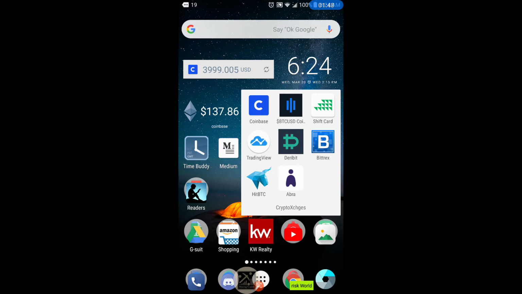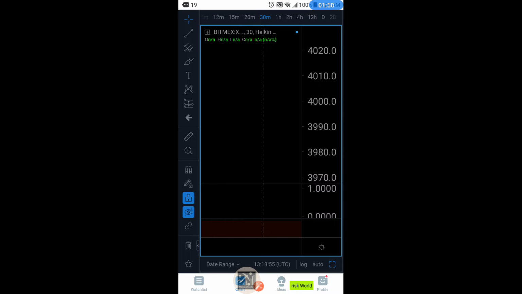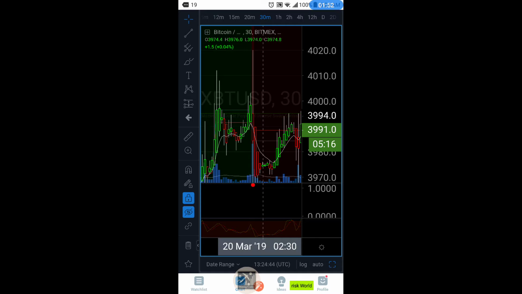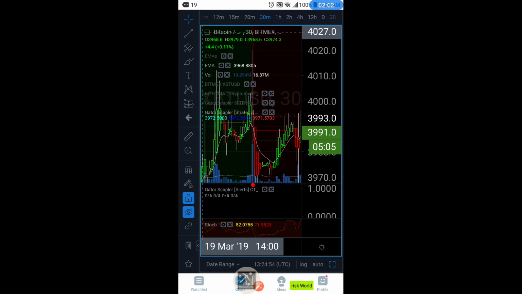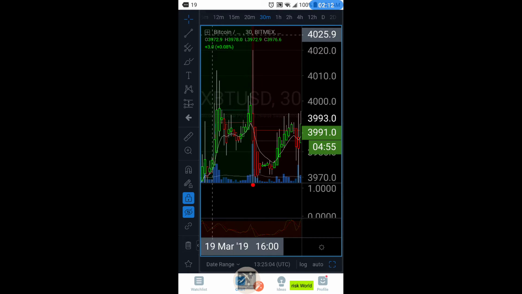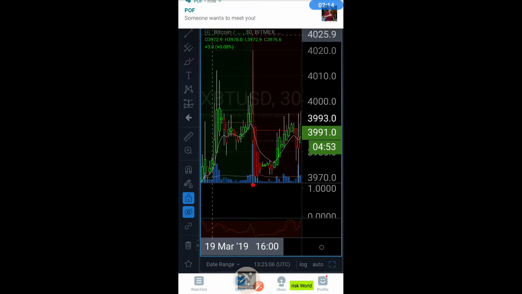Let's open up TradingView. And we've got it already loaded up for us. The Gator Scapler strategy. I've named it Scapler, not Scalper, because it's not just a scalping strategy. What I'm doing right now is developing a strategy for scalping, because I like to generate some income, and I figured this would be the easiest way to do it.